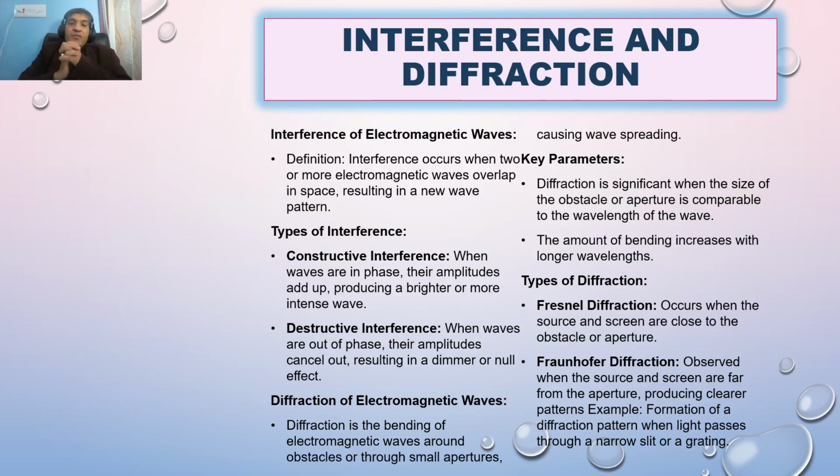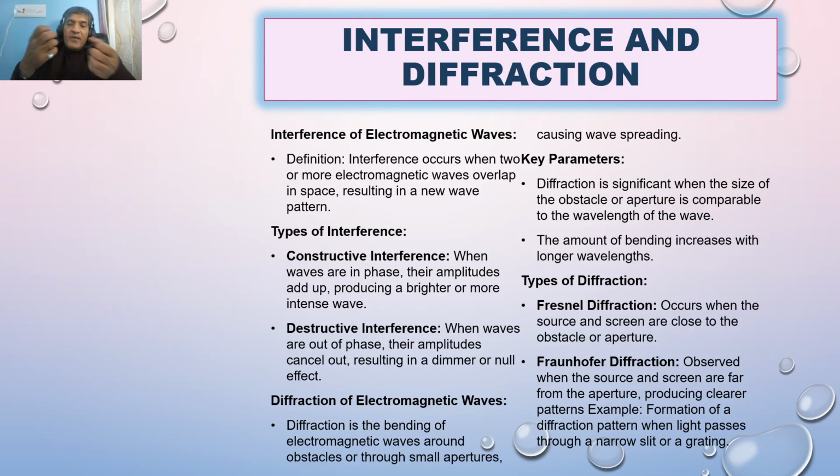So here are again some important points regarding interference and diffraction of electromagnetic waves. Basically, interference is of two types: constructive interference and destructive interference. When waves are in phase, their amplitudes add up, producing a brighter or more intense wave. It has good contrast, and if the waves are out of phase, then they have destructive interference, resulting in a dimmer or null light on the screen or output which we receive after the combination or resultant of different waves.